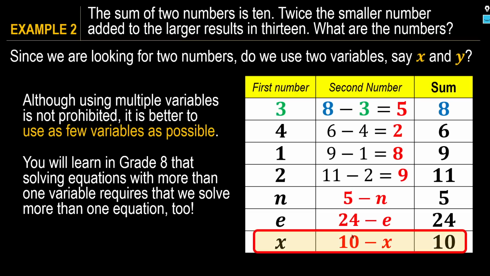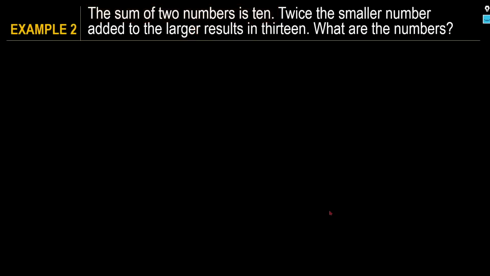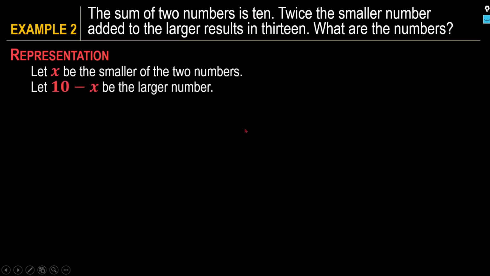Look at this last row. Doesn't that sort of reflect this first sentence? The sum of two numbers is 10. Yeah? The sum of x and 10 minus x, in fact, is 10. Diba? So this can actually be my representation. No? What if I let x be the smaller of the two numbers? Since their sum is 10, and I will let 10 minus x be the larger number.